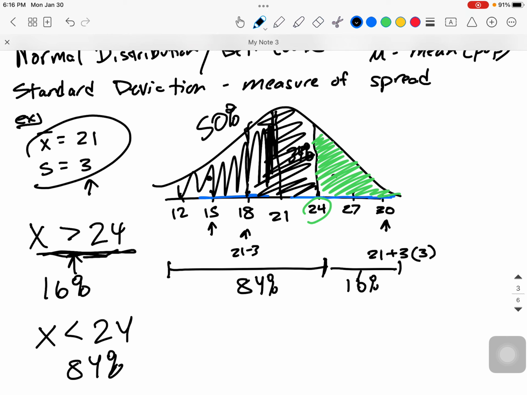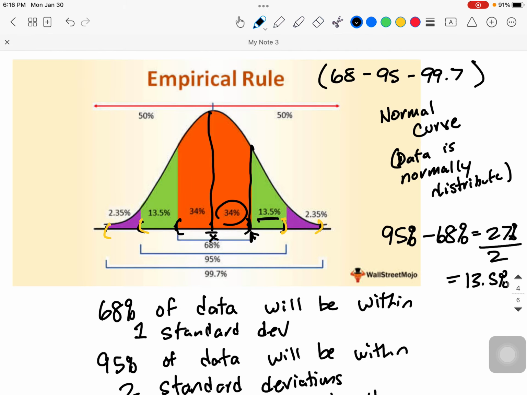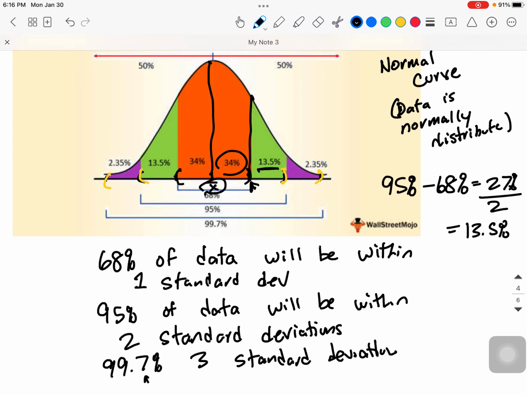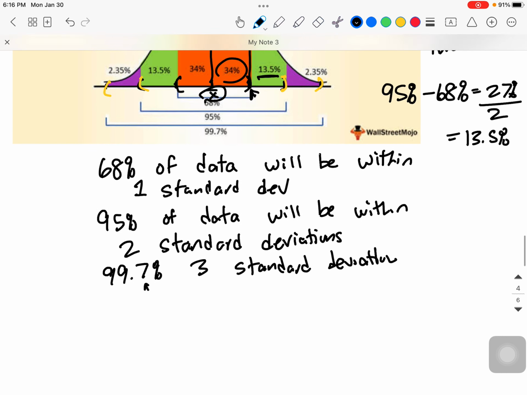And so we're going to be able to use the empirical rule, along with what we know about the mean and standard deviations, to make a lot of quick conclusions about percentages attached to data values. All right, more to come on this, but this is going to be a big part of the class.